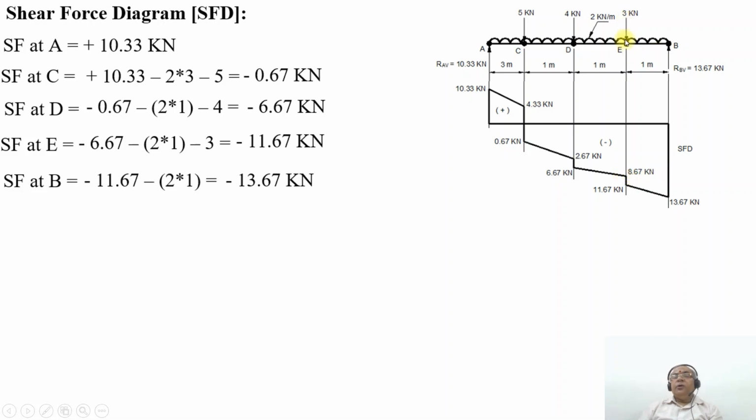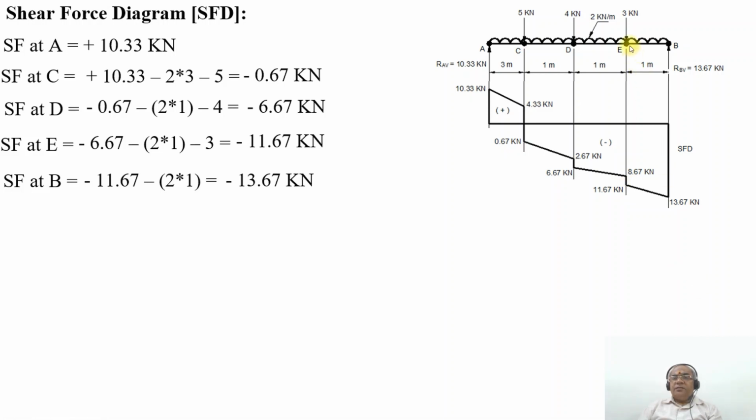Again, at the point E, the 3 kilonewton load is also acting. So again, it is acting downward, so it will be a negative value. 8.67 kilonewton minus 3 will be minus 11.67 kilonewton.